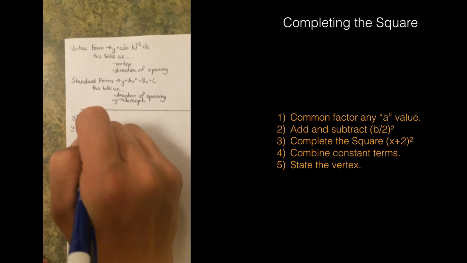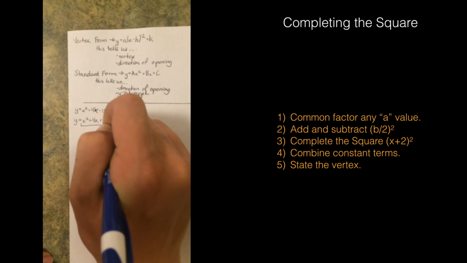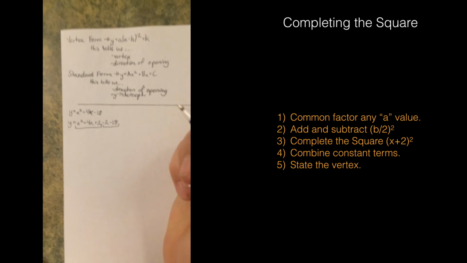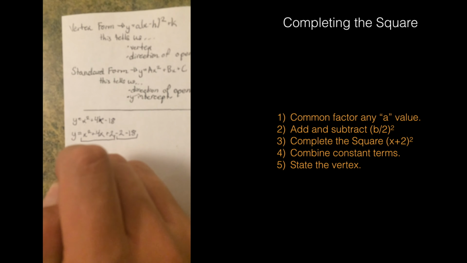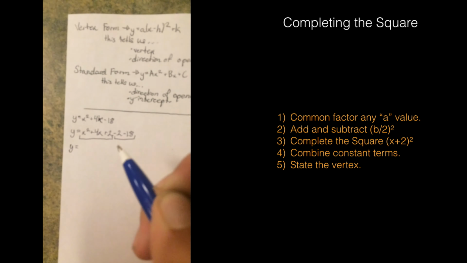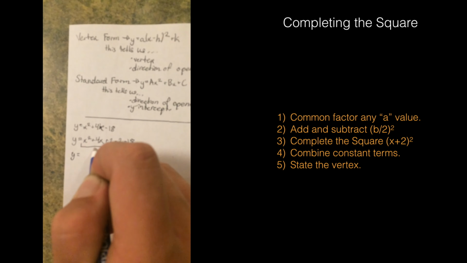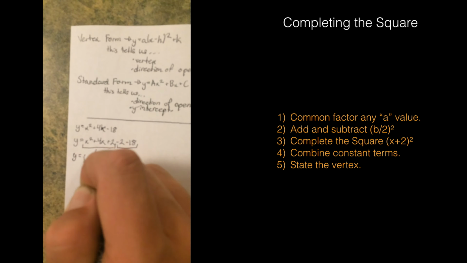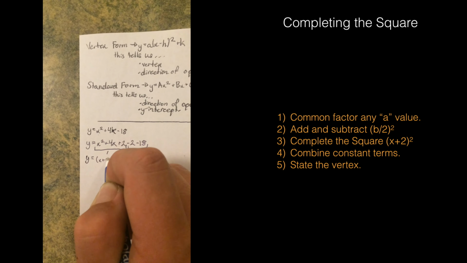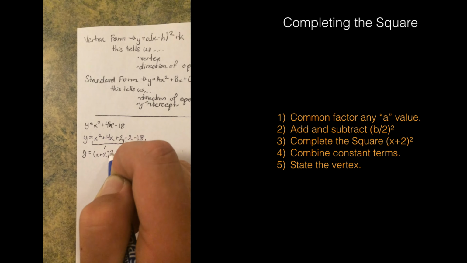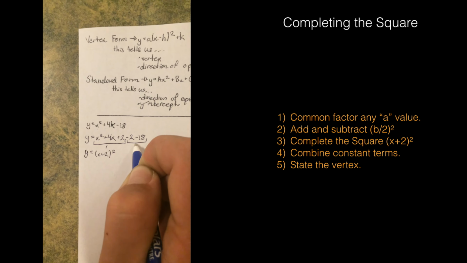We now have x squared plus 4x plus 2 squared minus 2 squared minus 18, and this can be broken into two parts. The first part will create (x plus 2) squared. The second part is simple math, which will equal negative 20.